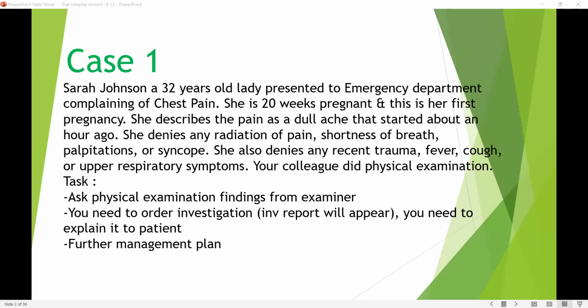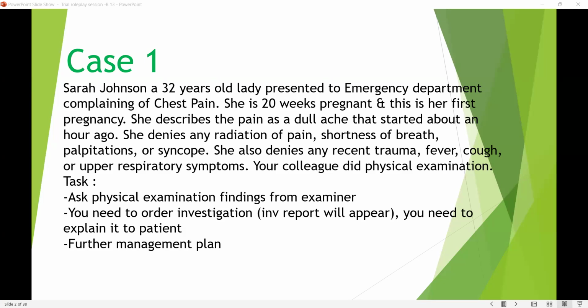The blood examination is unremarkable, and the echocardiogram shows mild mitral valve prolapse with mitral regurgitation. Otherwise, cardiac function and structure are normal. No evidence of pulmonary hypertension. Okay, thank you. So I will explain the investigation.